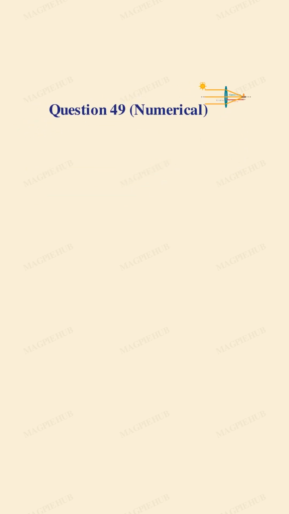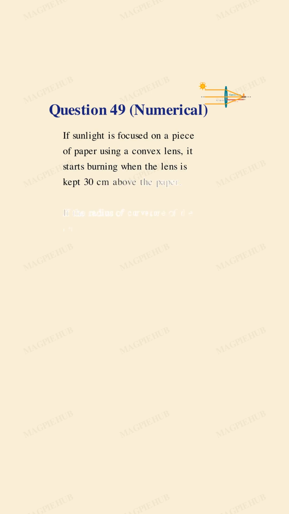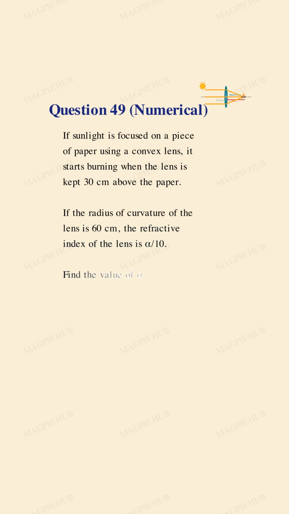The question states, if sunlight is focused on a piece of paper using a convex lens, it starts burning when the lens is kept 30 centimeters above the paper. If the radius of curvature of the lens is 60 centimeters, the refractive index of the lens is alpha over 10. Find the value of alpha. This is a numerical type question.